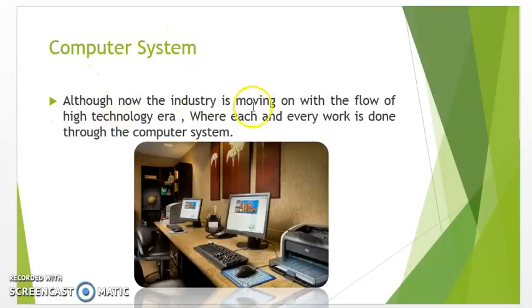Now the industry is moving with the flow of the high technology era, where each and every work is done through the computer system. As you can understand, it's the 21st century and everyone wants to work easily, and every organization wants work done very easily and very fast so that guests do not have to wait. That's why we are now using the computer system, which is fully automated, and as I said in the last video, the fully automated system comes under the computer systems.